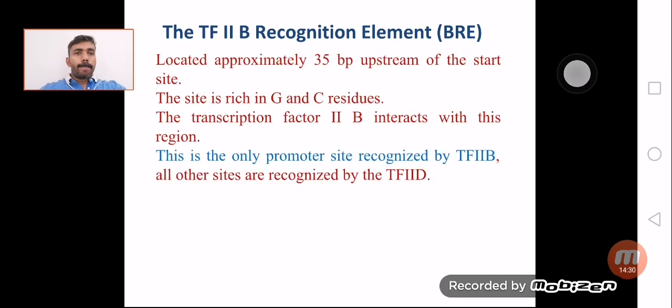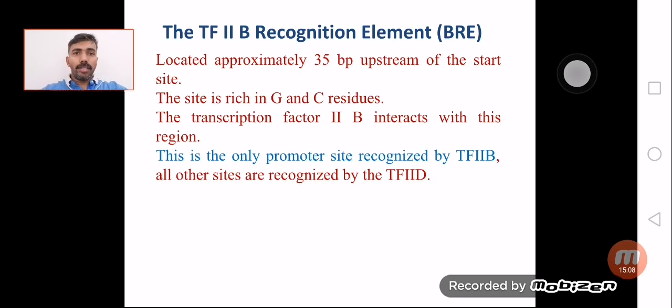Now the third one, the BRE. It is called BRE because this is the site where the B recognition element, that means the TFIIB transcription factor, will interact with the DNA sequence. It is usually located at -35. The TATA box was located from -25 to -31 or 32. So this one is located just upstream of the TATA box, at around 35 base pairs upstream of the +1 site, and this is rich in GC regions.